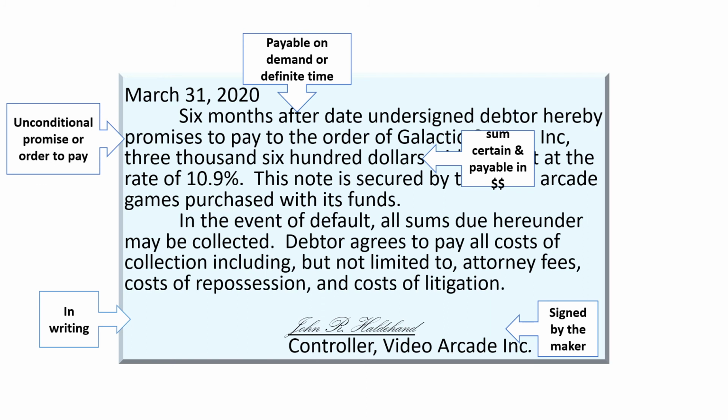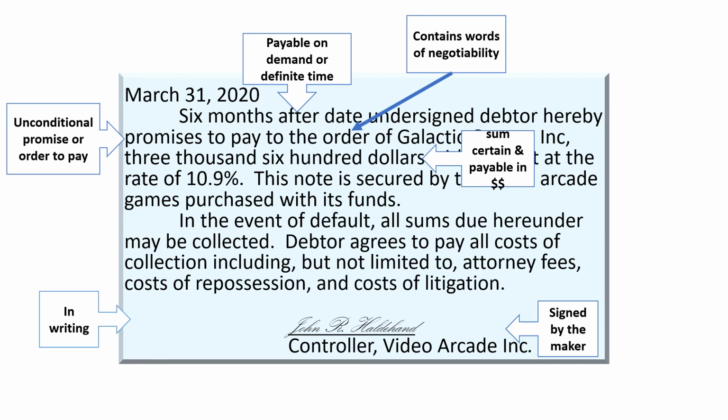Is it payable on demand or a definite time? Yes, because the first sentence tells us that it's 6 months after the date that the undersigned debtor. So what's the date that our reference point we're using? March 31st. So 6 months after March 31st, this promissory note is due. Does it contain the words of negotiability? Yes, it does, because the undersigned debtor hereby promises to pay to the order of Galactic Games the $3,600.